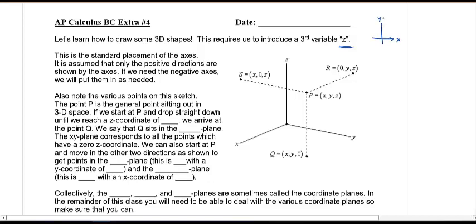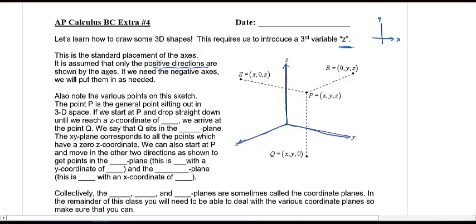Now think of this as a three-dimensional piece where the X and Y are the parts on the floor, okay? So think about the X being here along the floor, the Y being along the floor, and then think of Z as like the height, coming up out of the floor. So when you're doing this, what I have done in my picture is only graphed out the positive directions of the axes. If you need negative ones, then you put them in as needed.